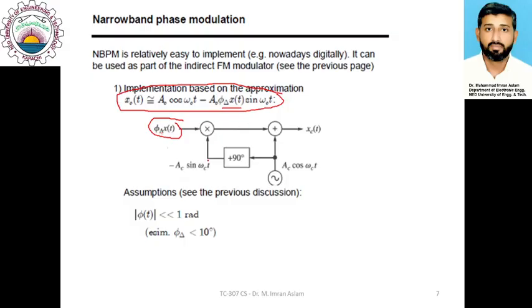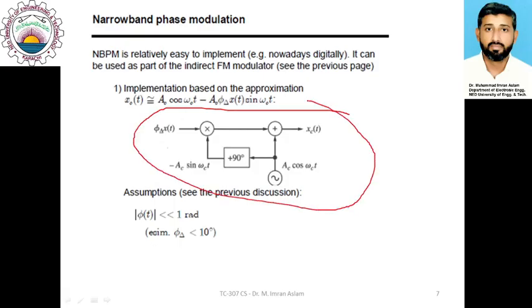Then we multiply this with sin omega ct, so it is multiplied by sin omega ct, which is the phase shifted version of the carrier, A cos omega ct. A cos omega ct is the carrier, and we have applied the phase shift in order to get the sine function. We multiply this x(t) with the sine and then add them together in order to get this phase modulated waveform.